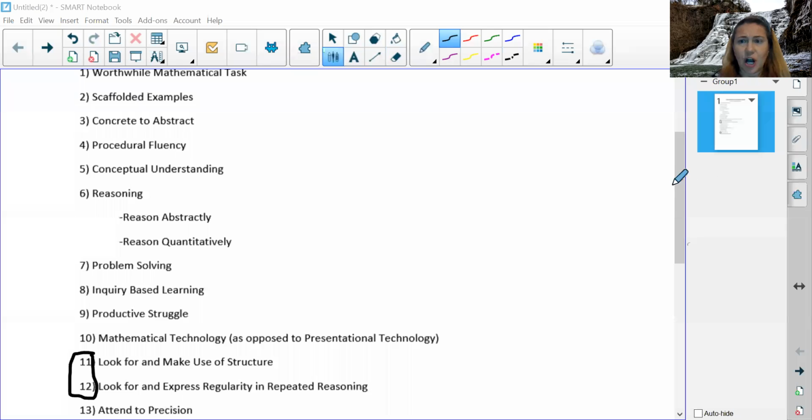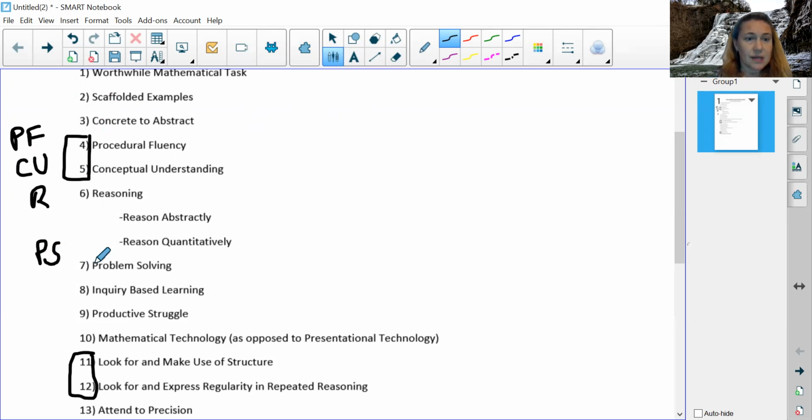let's fill in a couple things here together. So I want to focus on then the terms procedural fluency and conceptual understanding. And just so you know, we use these so often that I will abbreviate PF and CU. Okay, so I want you to immediately get comfortable with those abbreviations. And then I do R for reasoning and PS for problem solving.